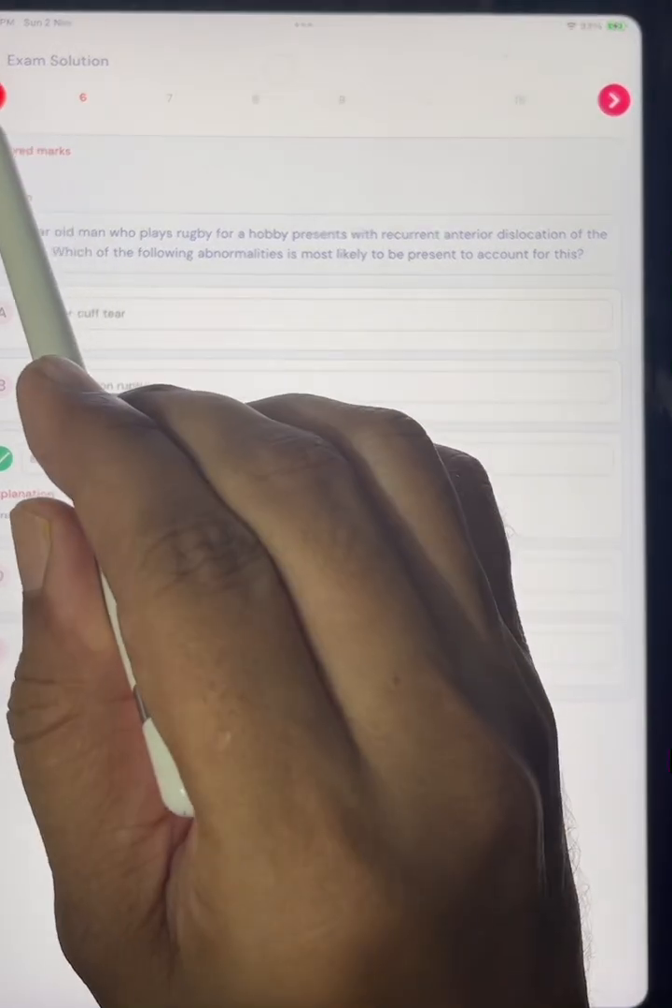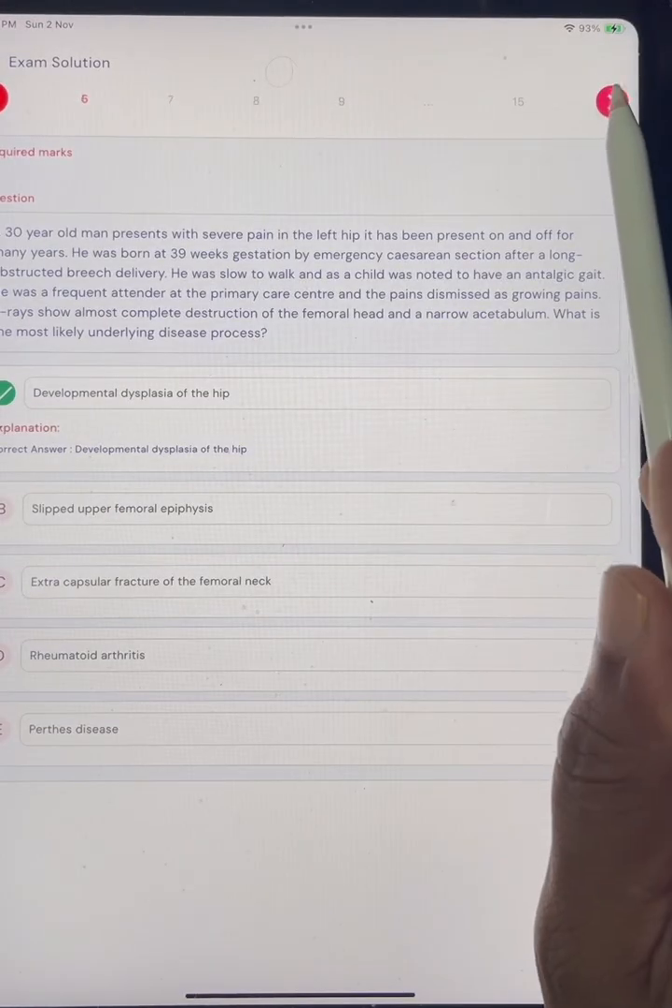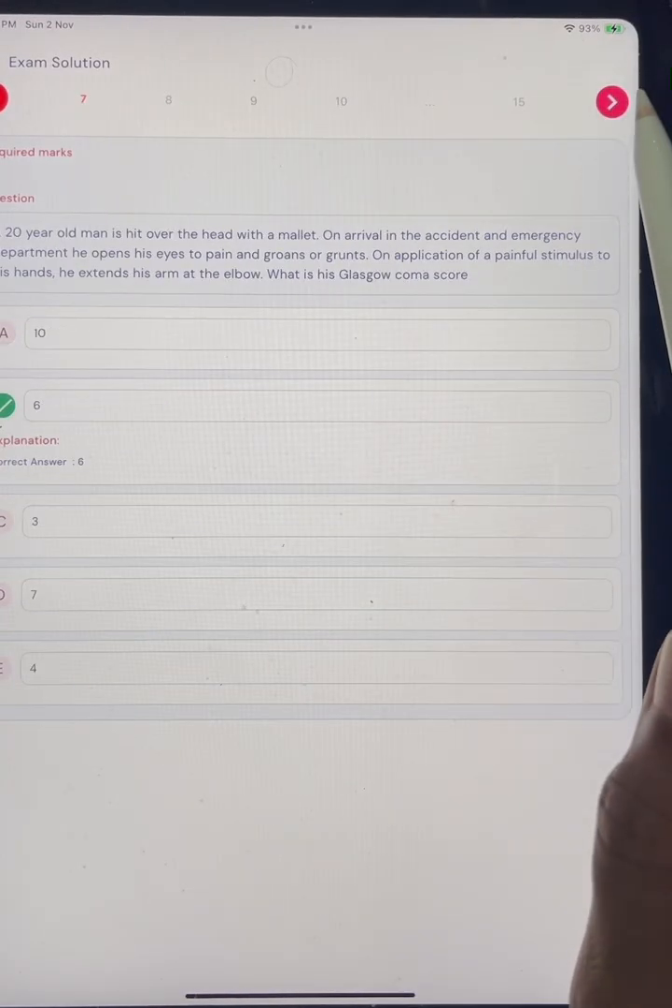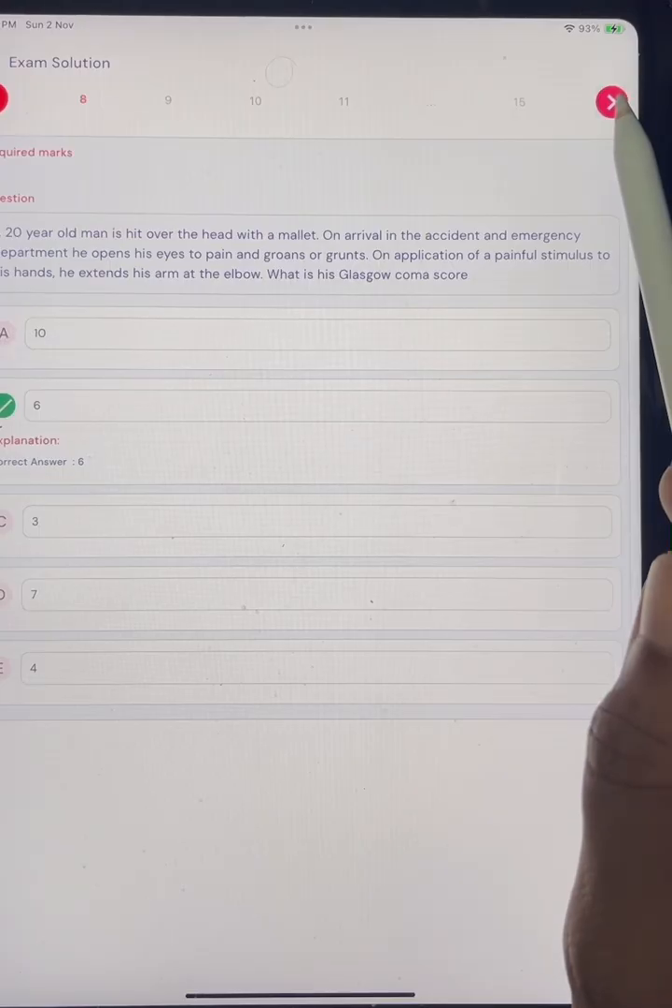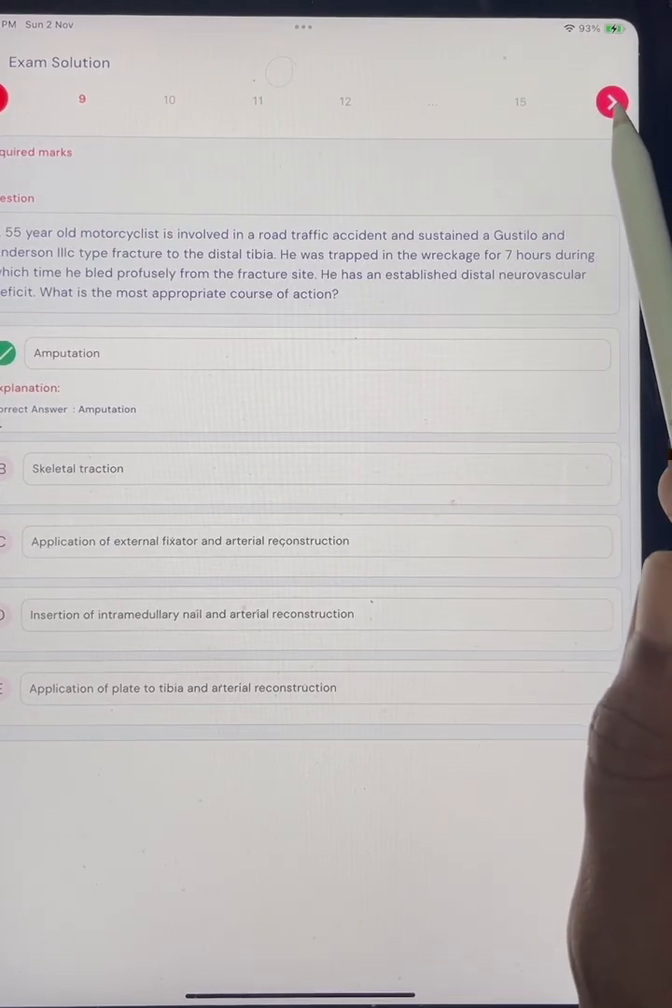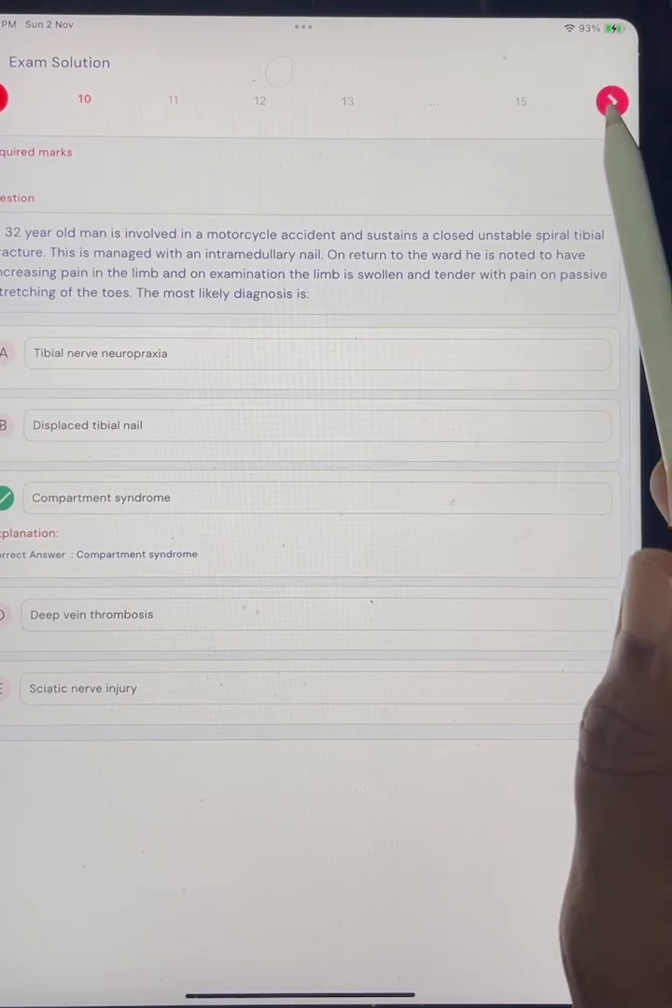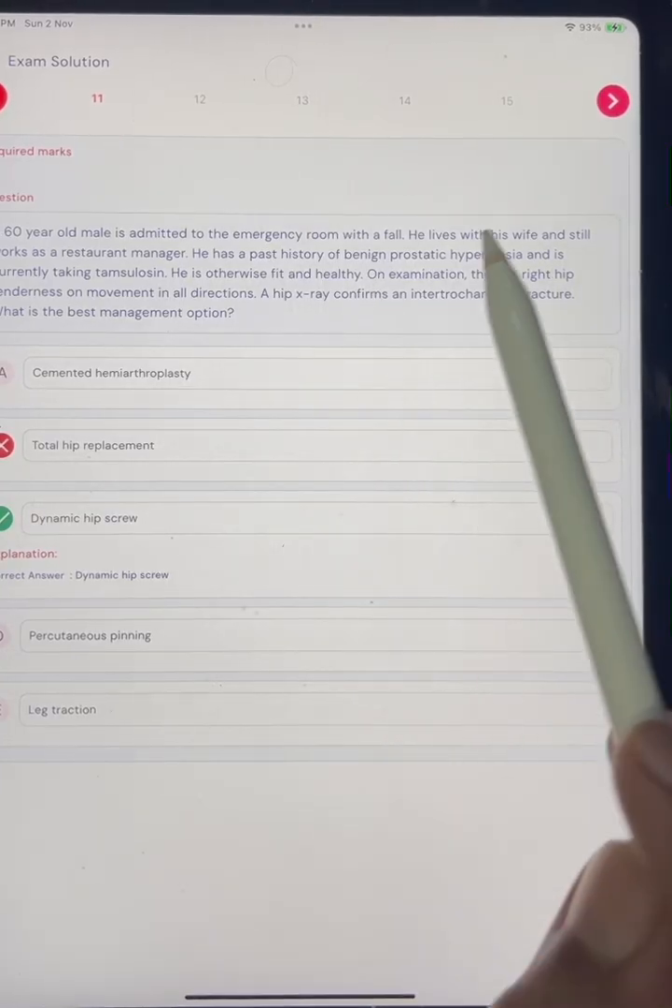Bankart's lesion, and previous was developmental dysplasia of the hip. Bankart lesion. This is 6. The same question again, 6. Amputation, more than 6 hours. Compartment syndrome is 6. Dynamic hip screw.